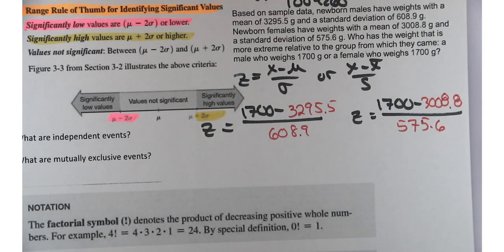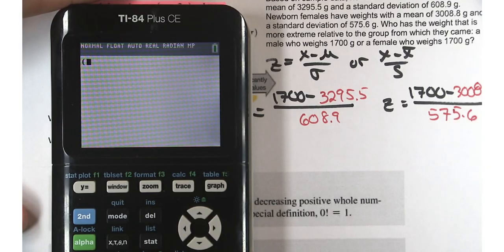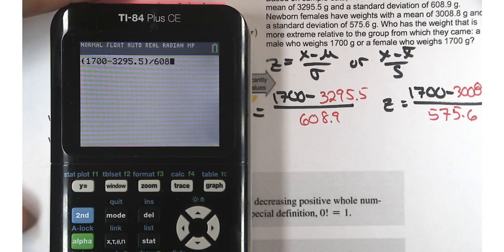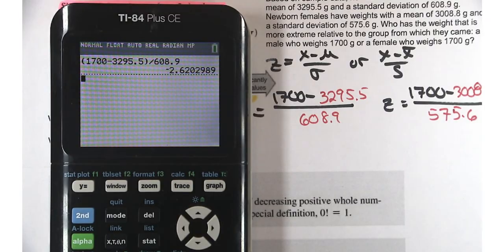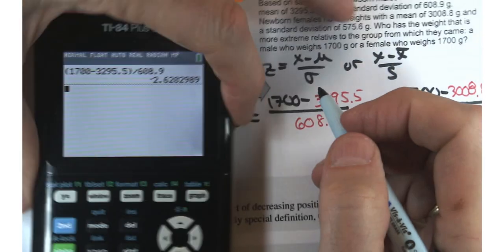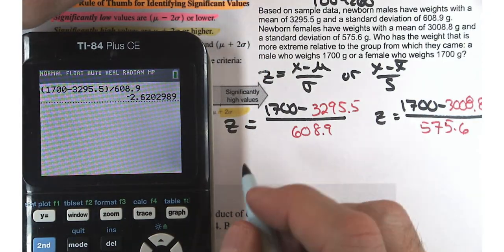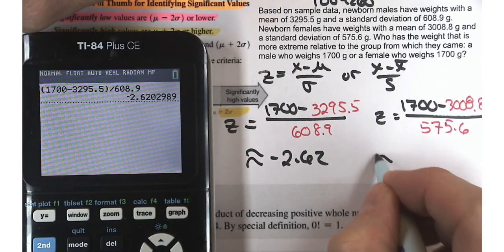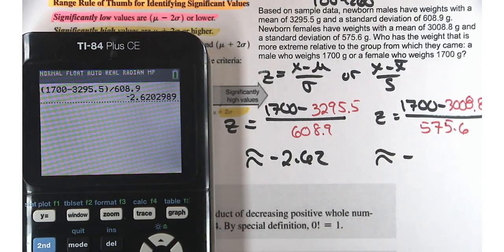Now when you take out your calculator to find these numbers, I'd suggest that you use parentheses. Just do parentheses around the numerator, 1700 minus 3295.5, parentheses, divided by 608.9. It's about negative 2.62. And if you do likewise over here, I think you get about negative 2.56.